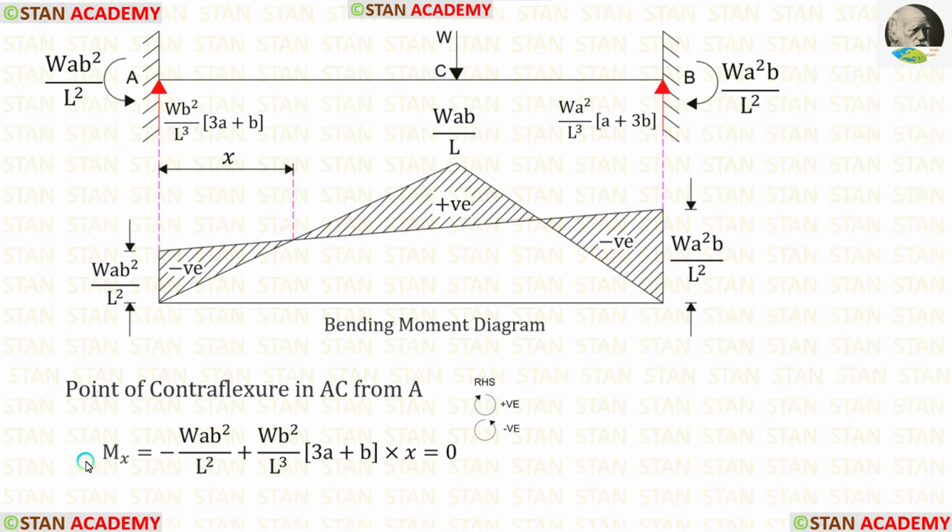I am going to find out the moment at the distance of x from the point A. In this case, I am moving towards the right hand side. Clockwise will be positive and anti-clockwise will be negative. MA is acting in the anti-clockwise direction, so it will be negative. RA is acting in the clockwise direction, so it will be positive and the distance is x.